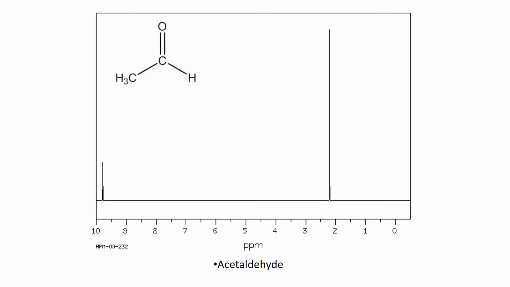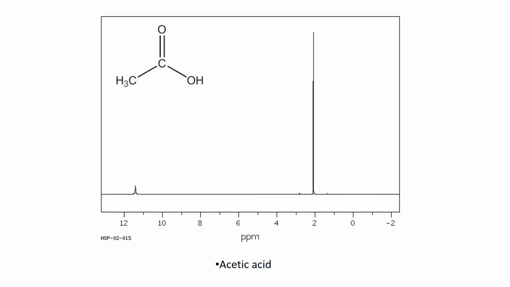Here's an example of an aldehyde, just so you can see how far downfield this peak shows up. That's one of the most deshielded types of protons that we'll see. The carboxylic acid, like the alcohol, is going to show up really broadened, may not integrate to a full 1, and it's much more deshielded than an alcohol OH. So look for that between 10 and 12.